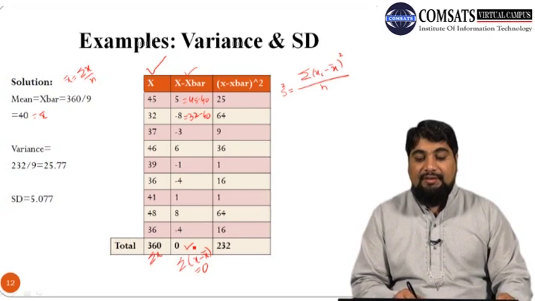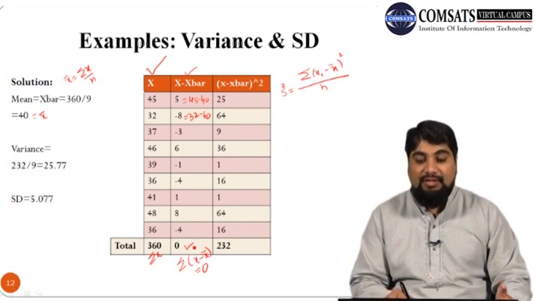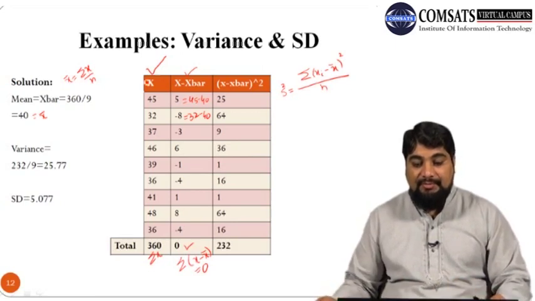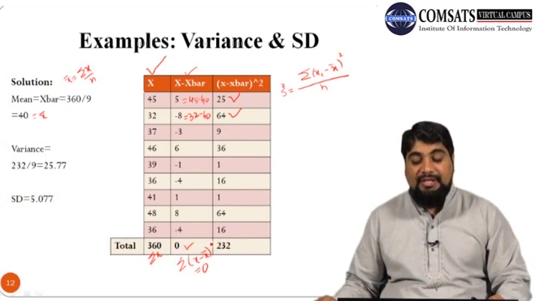So now once we have this x minus x bar in hand, next step is to calculate square of it, x minus x bar square. So in the next column I have calculated x minus x bar square. So square of 5 is 25, and then square of minus 8, which is plus 64, square of minus 3 is plus 9 and so on. So in the end, this last number 232 is the summation or sum of all these squared deviations.